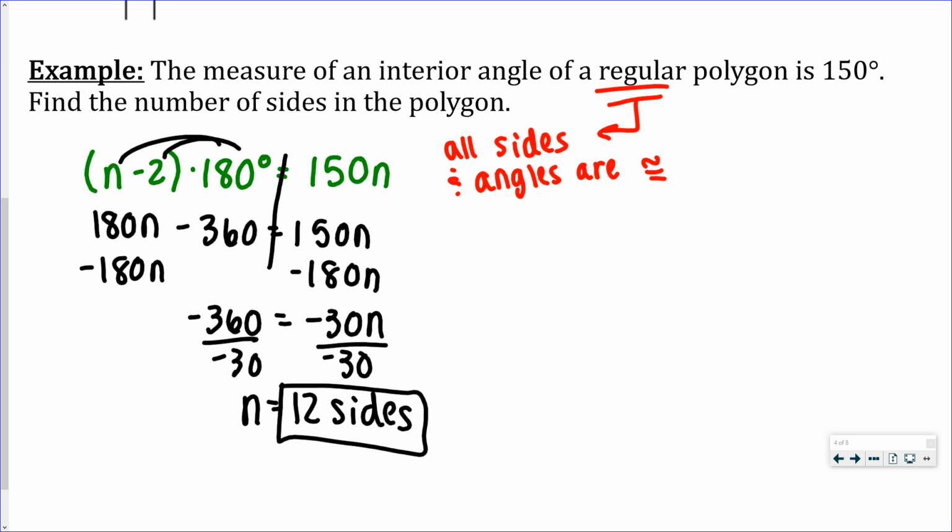Now, I could check this answer. Let's do it quick. Let's take 12 minus 2, which is 10, times 180, which is 1,800. Is 1,800 divided by 12, would that give me 150? Yes, it does. Okay.